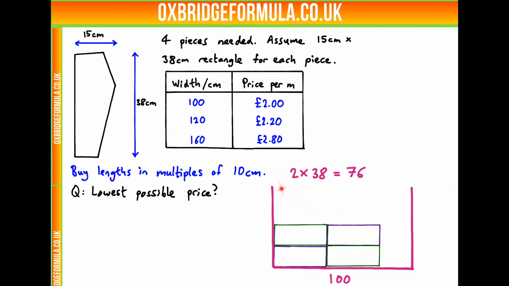Well, let's start to think about the length that we're going to have to buy. So we're told that we buy lengths in multiples of 10 centimeters. And so what would that mean for this option? You can see that we've got 2 widths of 15 going up here. That makes the length 30. And we can therefore buy the exact length that we need.